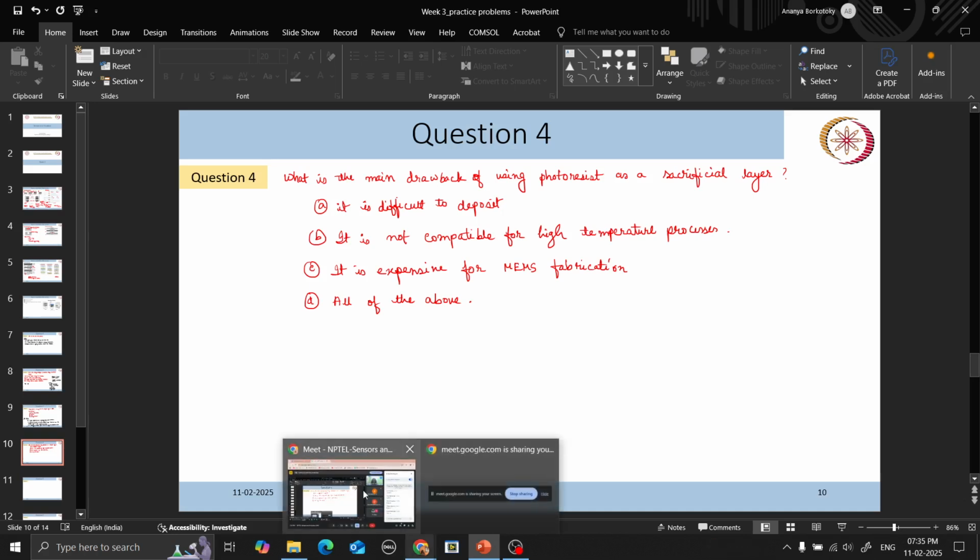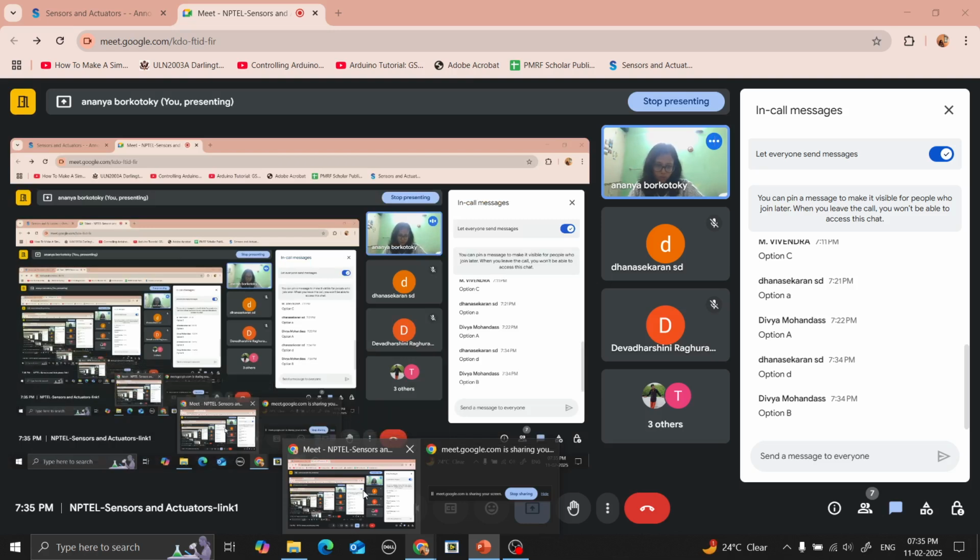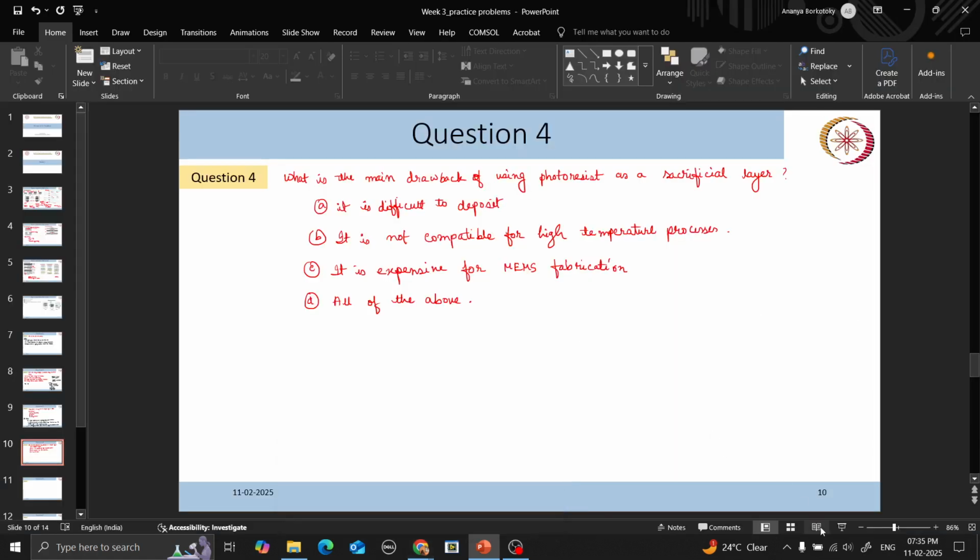Do I have an answer? Option D and option B. Okay. So the correct option is option B. It is not compatible for high temperature processes. That is the most suitable answer.